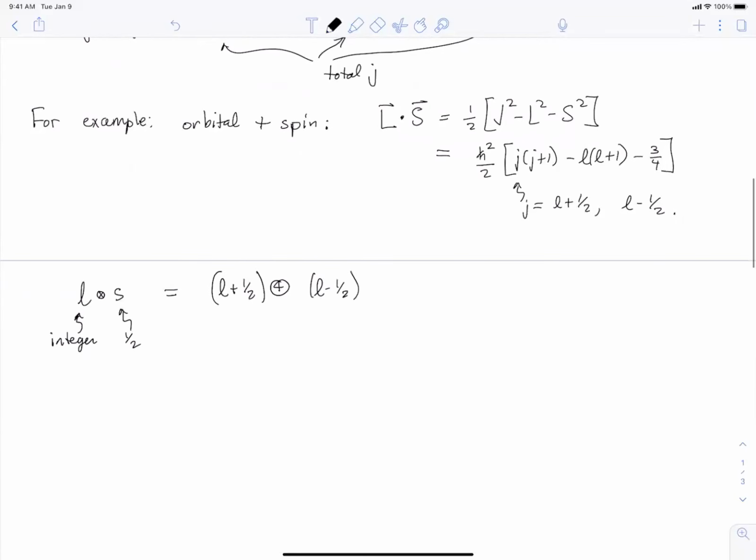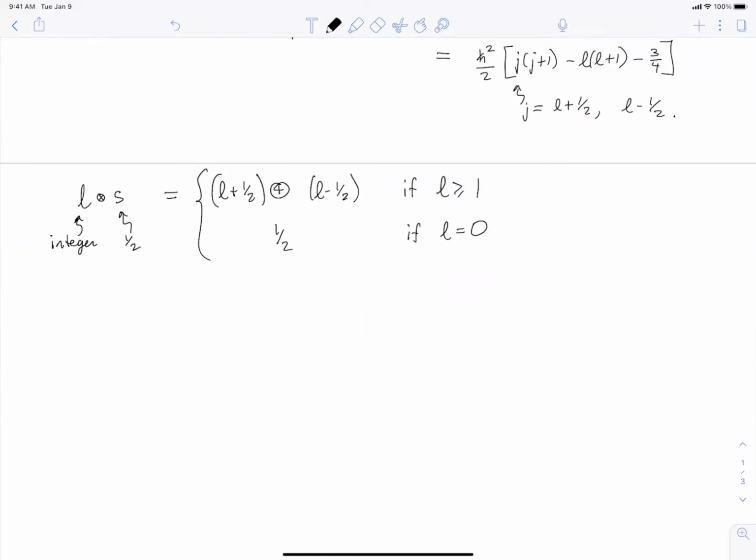Except you have to be careful, because if L is equal to 0, then L minus 1/2 can't exist. You can't have the total angular momentum quantum number be less than 0. So this is only true if L is greater than or equal to 1. And if L is equal to 0, then all you get is the 1/2. Okay, so those are the two possibilities.